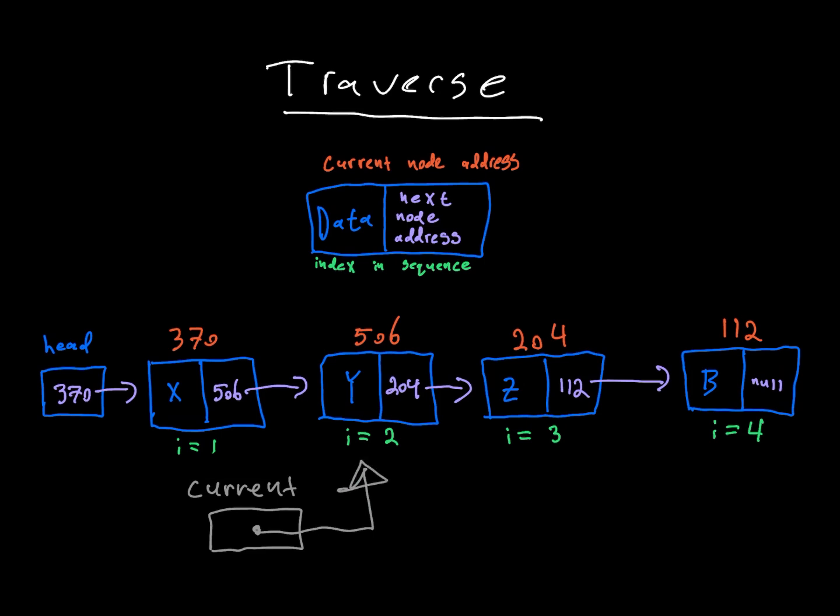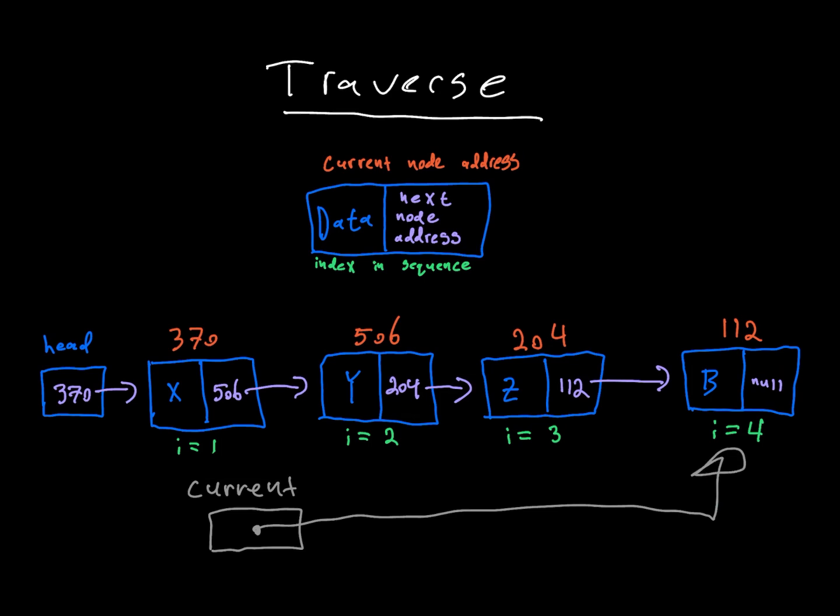When we're at address 506, we are at the second node in the sequence. And again, we see that the next node address is not null. It's pointing to something. It's pointing to address 204. So we head to that address, and we see we are now at the third node in the sequence. And the next node address again is not null. It's pointing to something. It's pointing to address 112. So we can go to address 112.